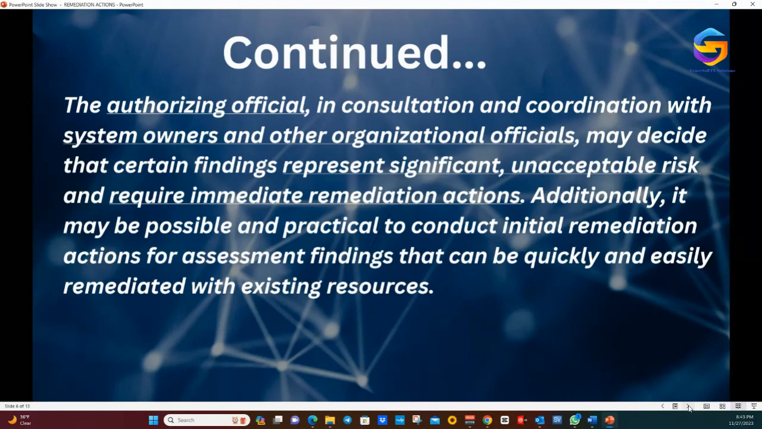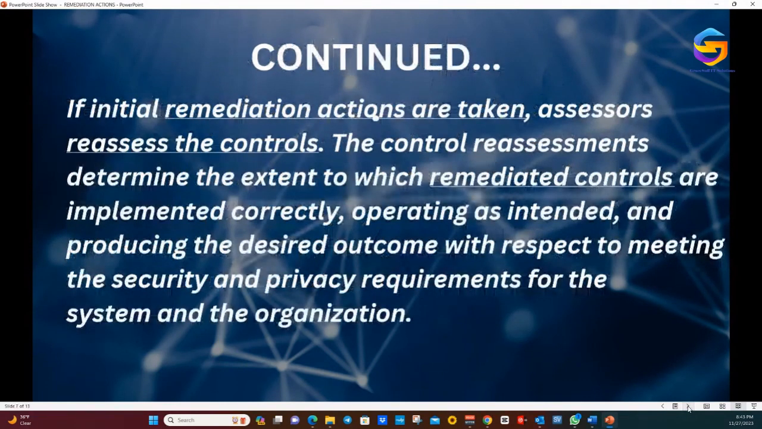The control assessor goes to assess the controls. If they fail, they notify the system owner and the common control provider. They fix it. The control assessor goes back again and reassesses it. That's what all that is about.